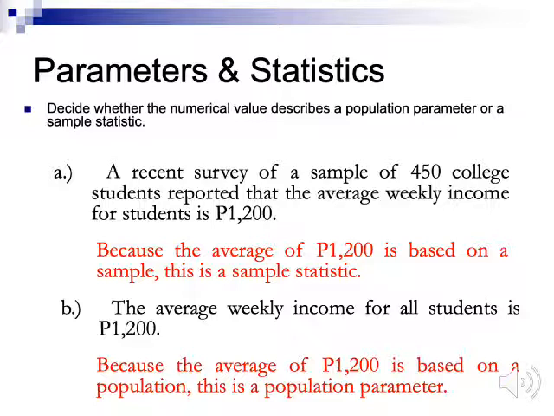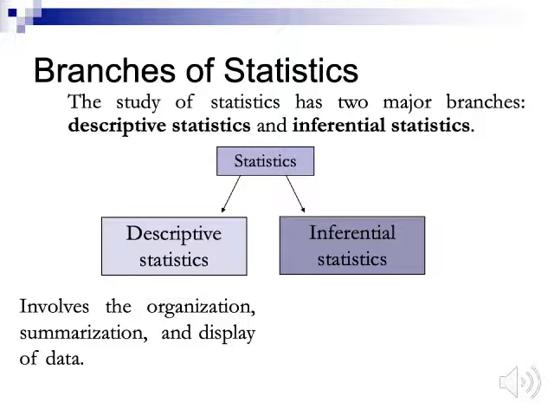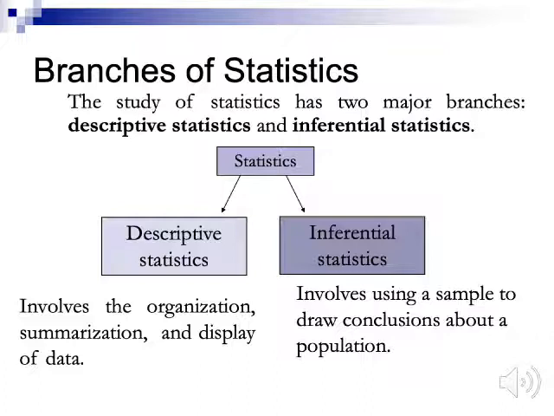Statistics has two branches. Okay, so descriptive statistics and inferential statistics. Descriptive statistics involves the organization, summary, and display of data. It is simply summarizing, although it involves numbers, but the numbers there are just to summarize the raw data so that it could be understood also by the consumer. While inferential statistics involves using a sample to draw conclusions about a population. So you will observe a few, then based on what you observe from the few, you will draw conclusions or generalize it to the population.